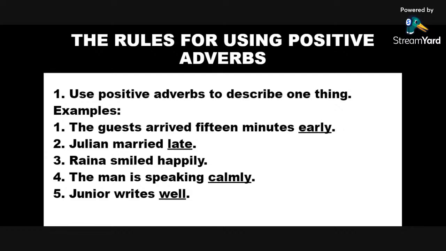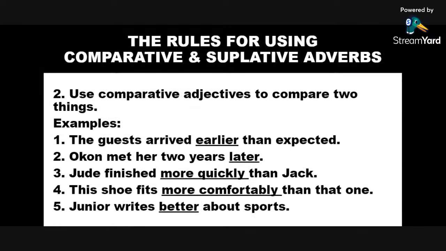Then number 3, Raina smiled happily. Now, happily is the adverb. And number 4, the man is speaking calmly. Calmly is the adverb. Junior writes well. Well is the adverb. Now let's look at rules for using comparatives and superlative adverbs.